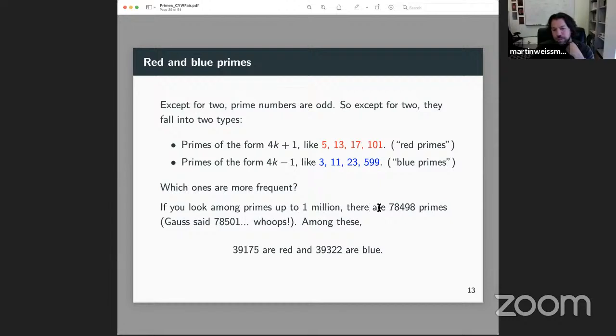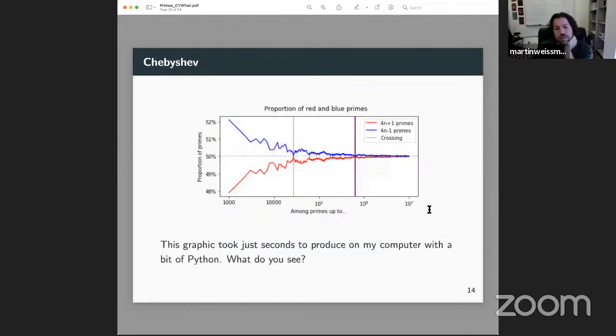If you look at primes up to 1,000,000, there's this number of them. Gauss was counting by hand; he was off by 3 or something. And among all these 78,000 primes, about 39,000 are red and 39,000 are blue. So it seems like it's just about 50-50. And here's a little graph. The blue line is the proportion of primes that are blue, and the red line is the proportion of primes that are red here.